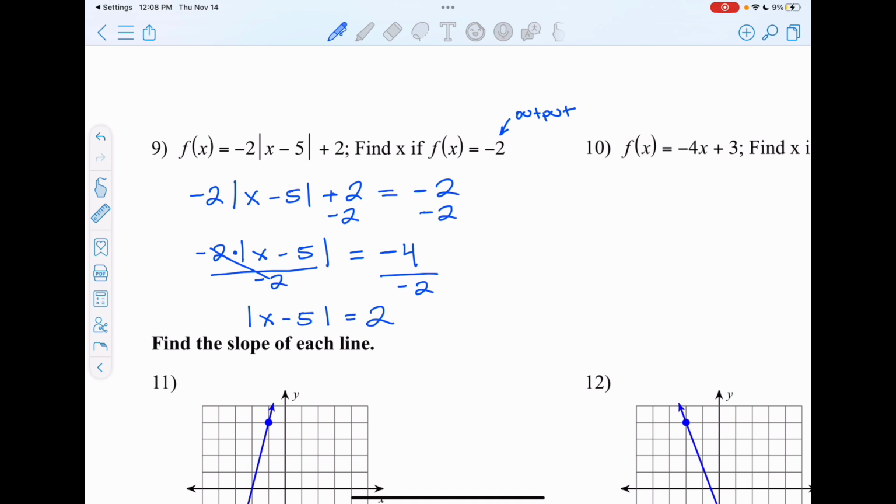And remember, when we solve absolute value equations, we need to solve them twice because my answer could be +2 or it could be -2. In order to solve, I have to add 5 to both sides. And I get that x is equal to 7 as one of my inputs. And if I add 5 to the other side, negative 2 plus 5 is 3.